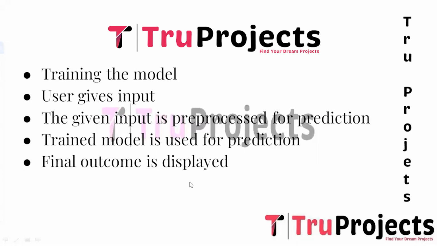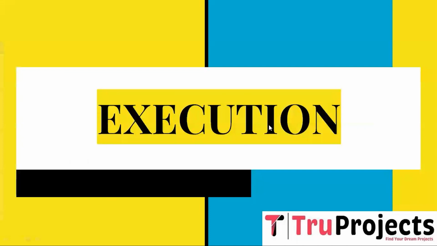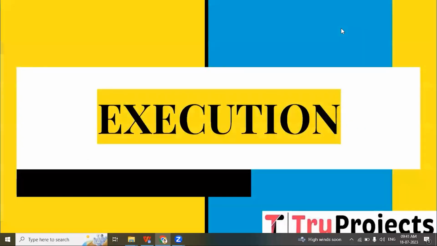The final outcome indicates the result of the image analysis and classification, providing valuable information to the user about the presence or absence of the specific condition or characteristic that is present in the image. The execution of the project. To execute the project, first we need to open the code folder.